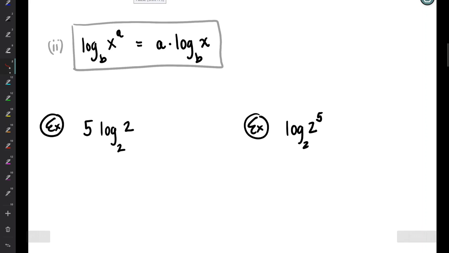In this video, we're going to learn what is called the power property. We're not going to prove it, we're just going to use it.